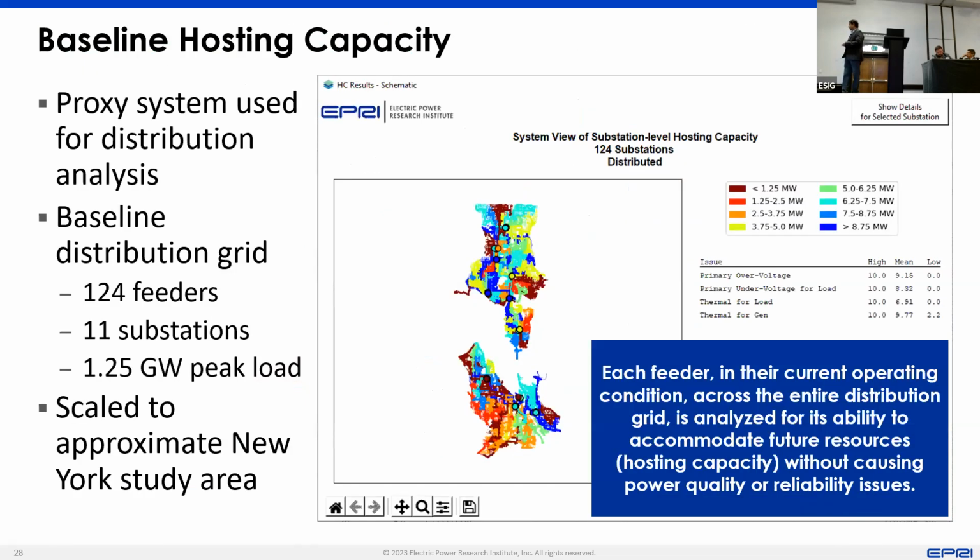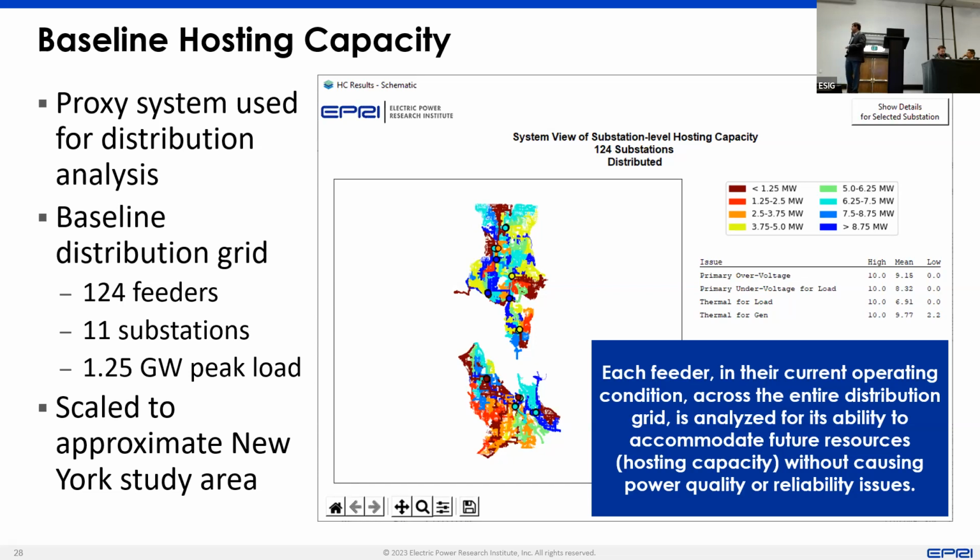So now, coming back to distribution, as I said, we did not have a full distribution model for the state of New York. But to complete the analysis, we looked at 124 feeders, which were not from New York. We had those models for some other utility, but we assume they're for the state of New York. But again, the emphasis is on the concept, not so much on the numbers I'm going to show.